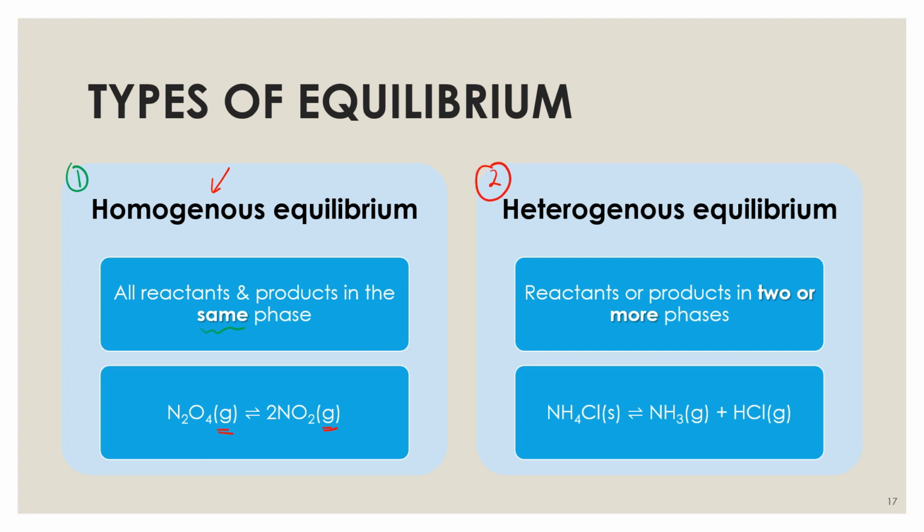And for heterogeneous equilibrium, the reactants or products have two or more phases in the full chemical equation. So for example, in the decomposition of NH4Cl in solid form to form ammonia gas and HCl gas, here we have two different phases in this chemical equation. So this chemical equation is classified as having heterogeneous equilibrium.